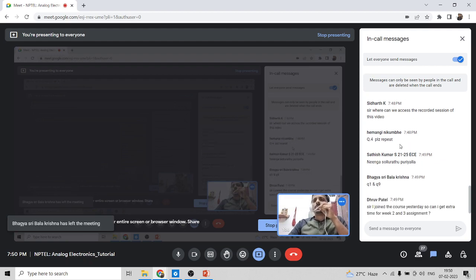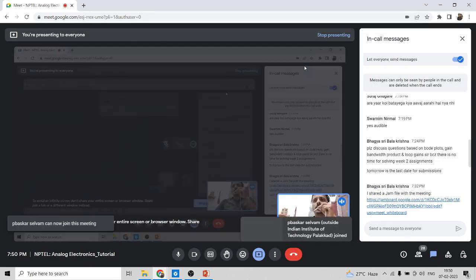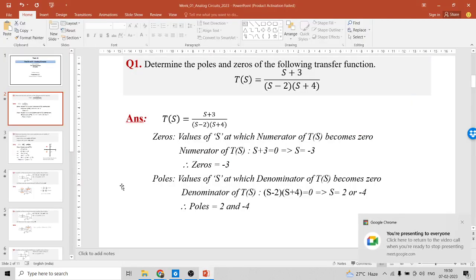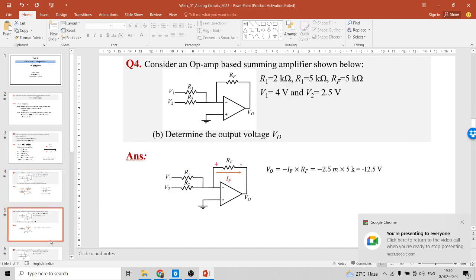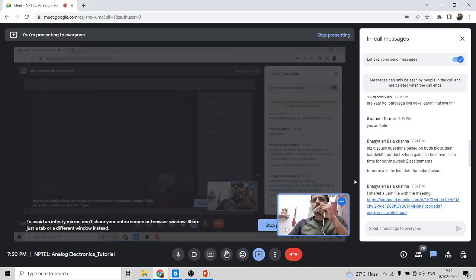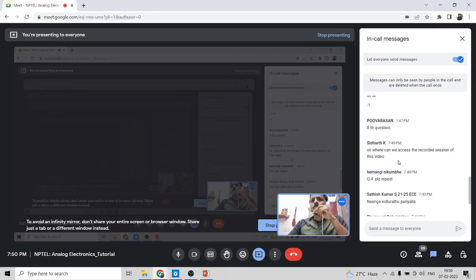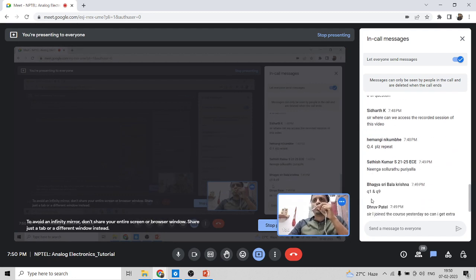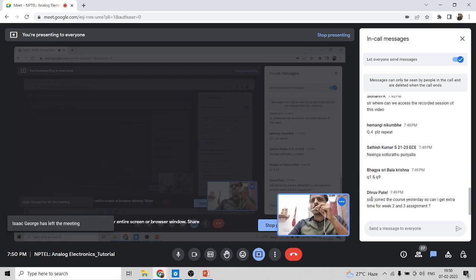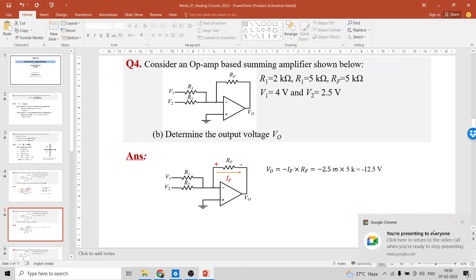Okay, question 4, please repeat. I will repeat the 4th question. Hemangi has asked me to repeat the 4th question, and also Bhagyashree has asked me to repeat questions 1 and 9. Okay, I will do one thing. I will repeat the 4th, 1st and 9th questions, on their request.